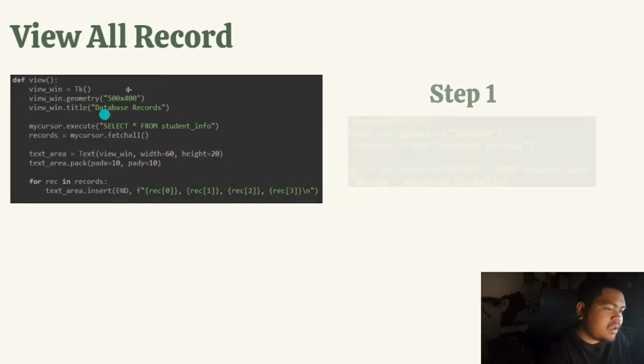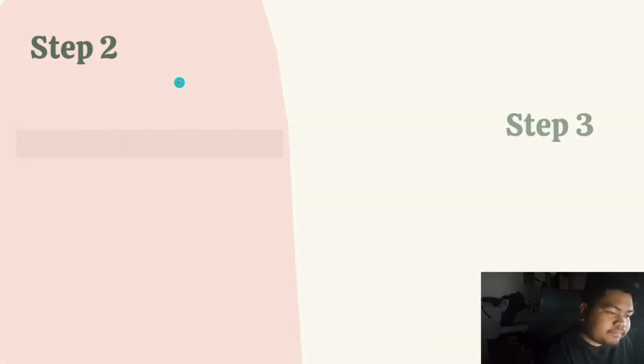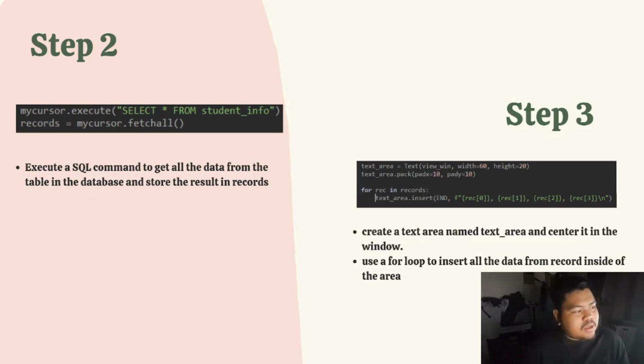In view all record, here is all of the code that is possible for the view function. Right, for step 1, it's the same as previously. We need to create a new window with the title, which is database record. The size is 500 by 400. And then step 2 will be to execute a SQL command to get all of the data for the table in the database and store the result in record. So basically the record is a variable, and when we execute the SQL command, it will get us some data and store all of the data in the record variable.